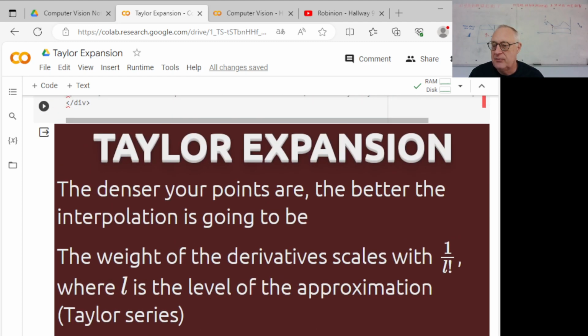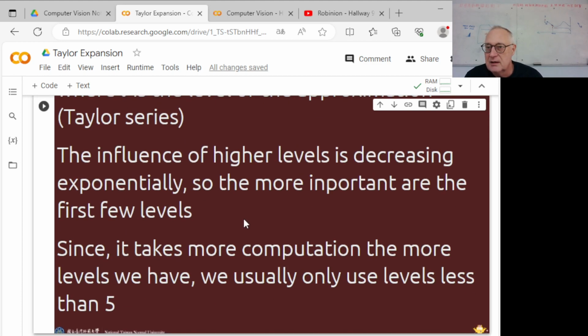So up to level 5, that is already very ambitious. Most practical algorithms, we don't go that deep. 5 factorial is 120, so that means the term is only 1/100th that of the first order term. So it already has very little impact on the final number that is being calculated.